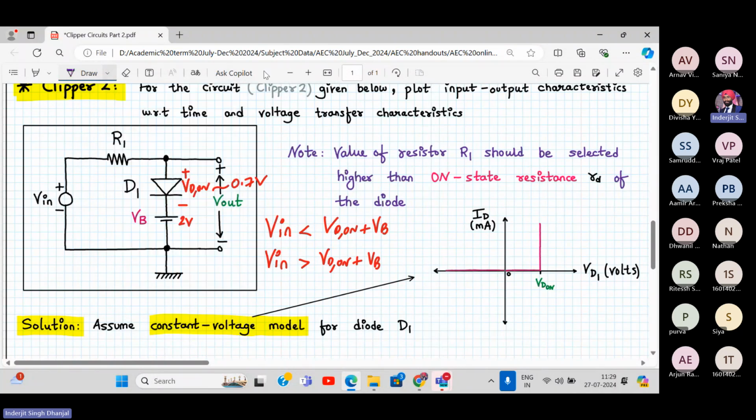Once you find the clipping level, the analysis becomes mechanical. It's very easy. So this is my clipping level. Are you following?